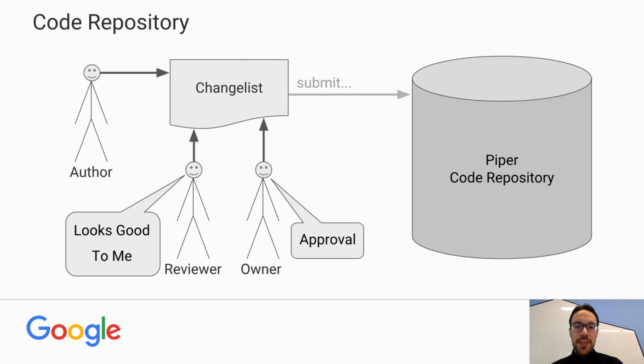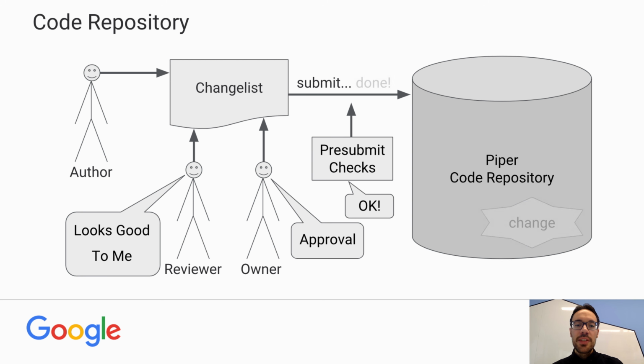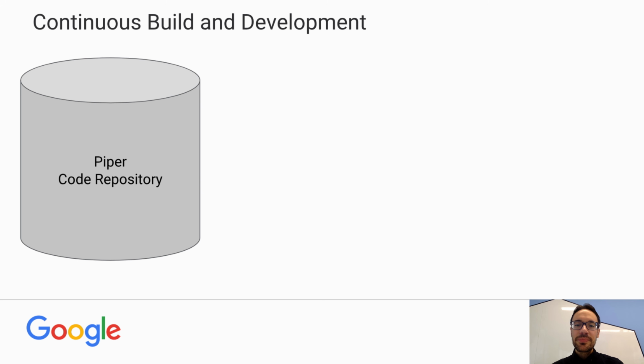The engineer triggers the submit, and then per submit checks do automated testing and analysis on the change. If everything is fine, the change is submitted to the repository. How are these projects with code in the repository built, tested, and deployed?